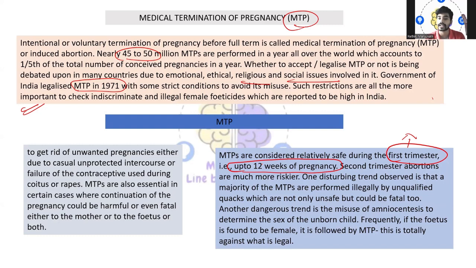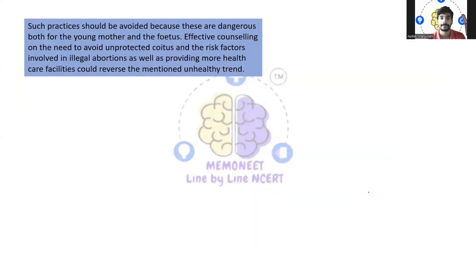Another dangerous trend, as I discussed before, is amniocentesis. This was misused by many people. By using this technique, they were able to determine the sex of unborn children. But why was this technique actually used? To detect some genetic disorder. Instead, they started determining the sex of the unborn child. And once they found the child to be a female, it was frequently followed immediately by MTP, which is totally against the law and illegal.